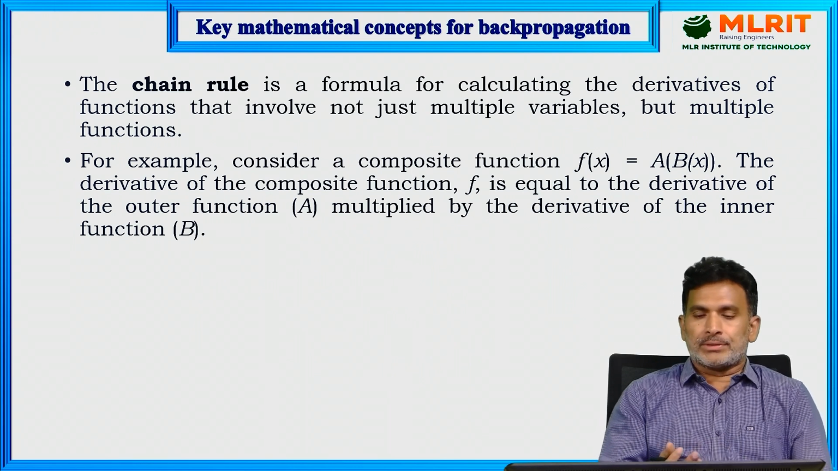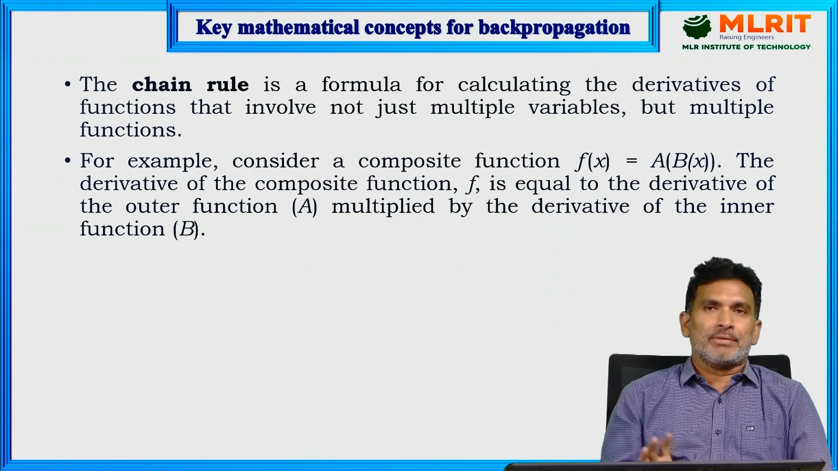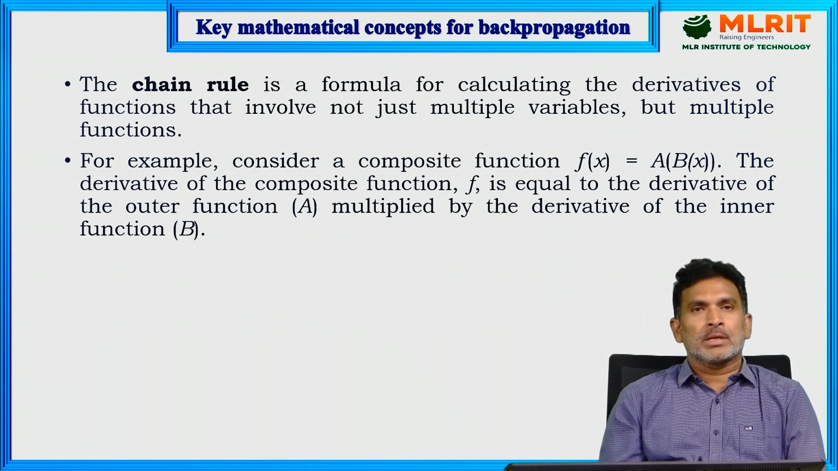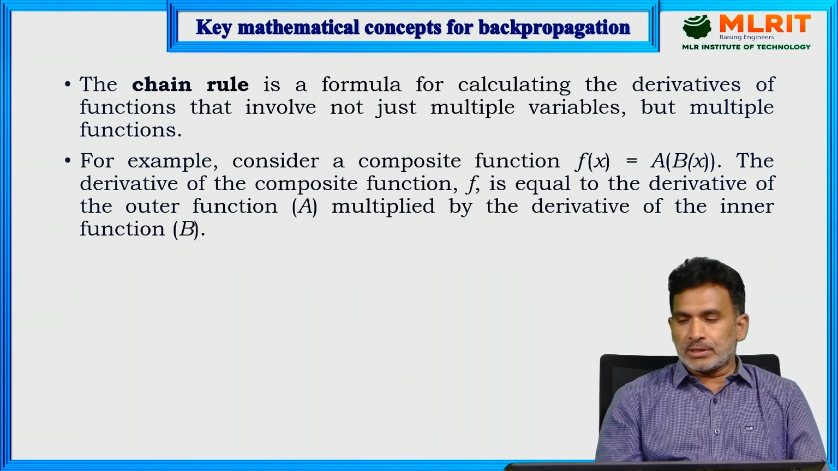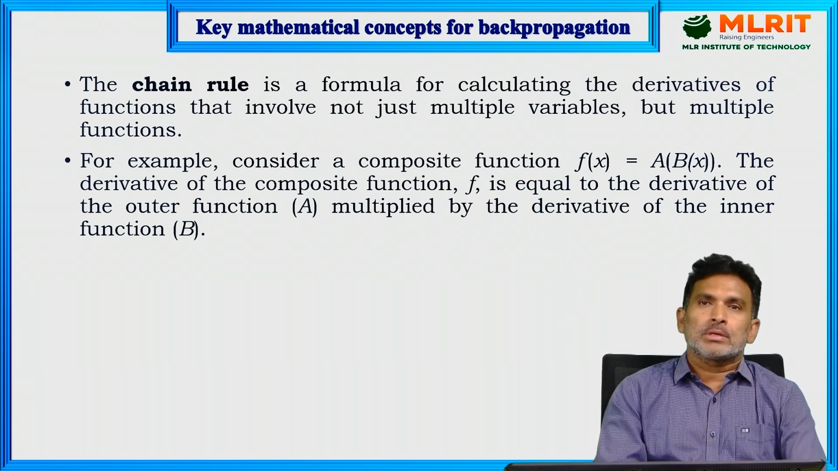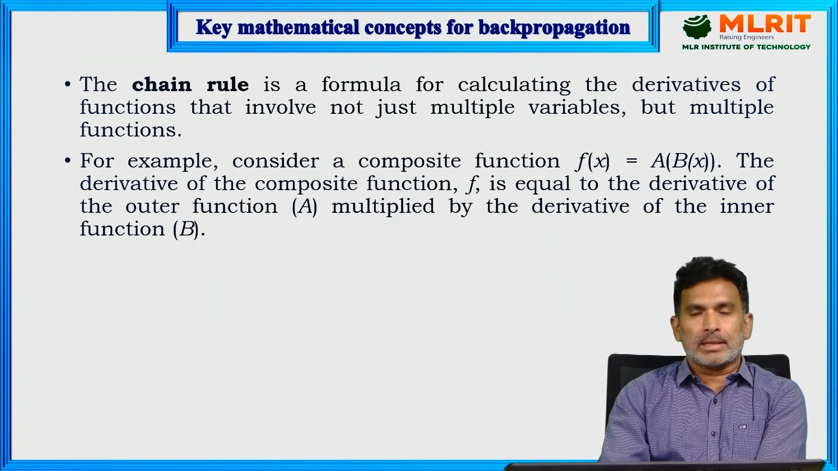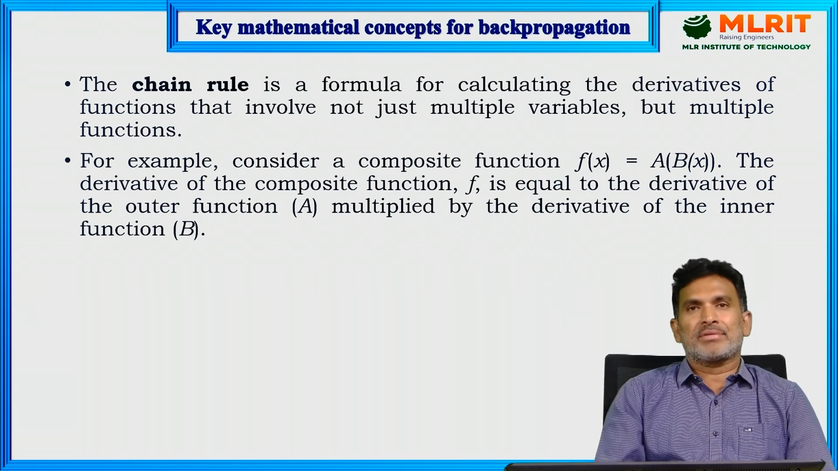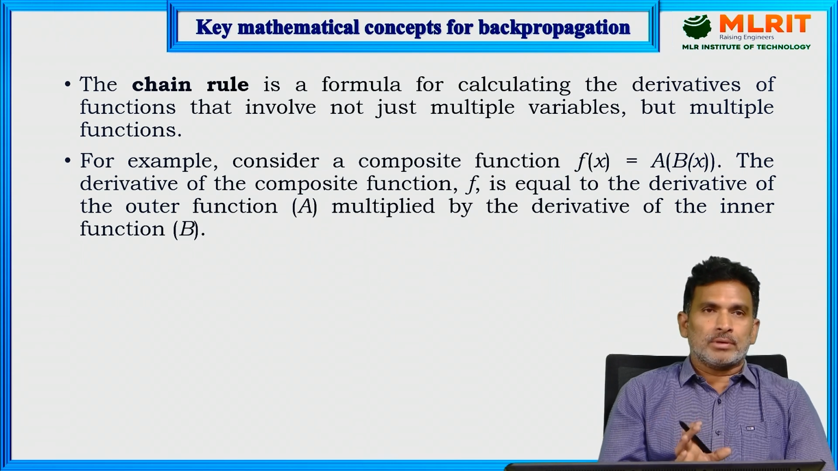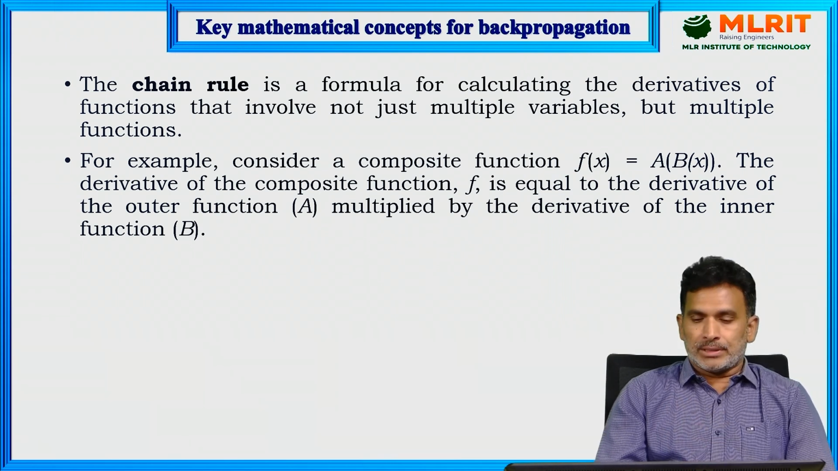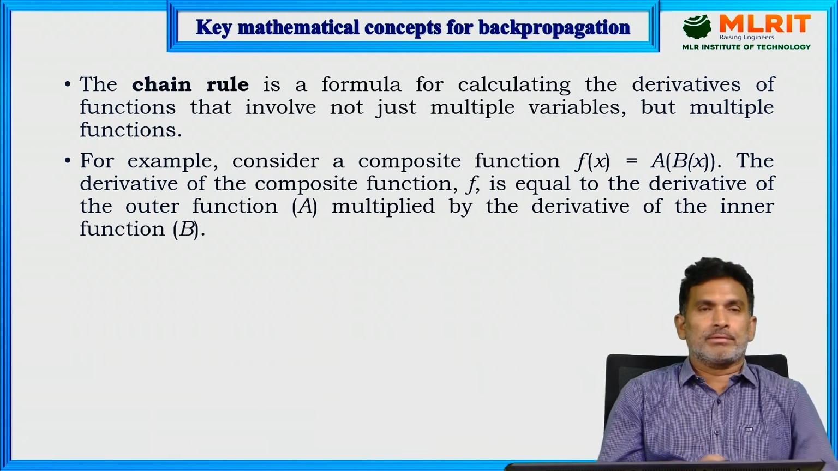Next, as I said, the chain rule. It is a formula for calculating the derivatives of a function that involves not just multiple variables but multiple functions. For example, consider a composite function like f of x equal to a of b of x. Then the derivative of the composite function f is equal to the derivative of the outer function a multiplied by the derivative of the inner function b.